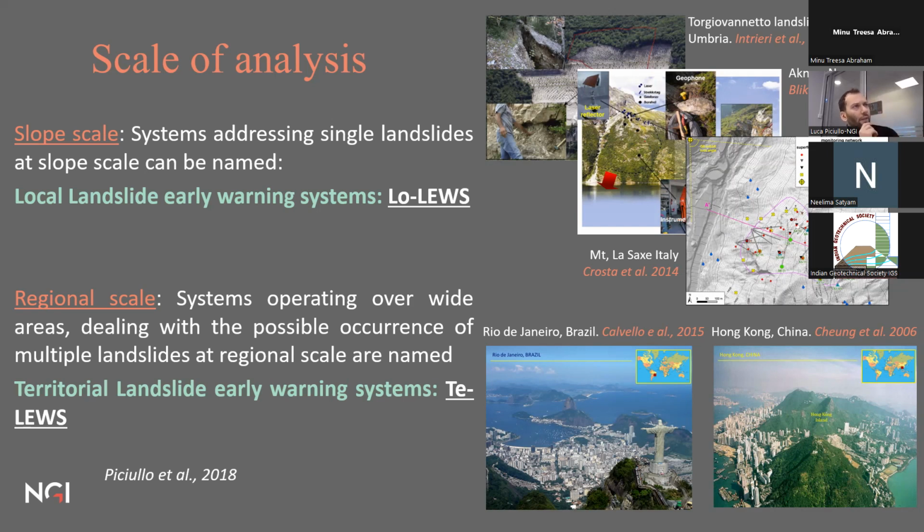Another thing I have to say is about the word territorial, because it includes systems that may be employed at a basin scale, a municipality, a province, a region, and even a nation. So I was saying that from the monitoring point of view, the two scales can have very different instruments and variables monitored to issue warnings.